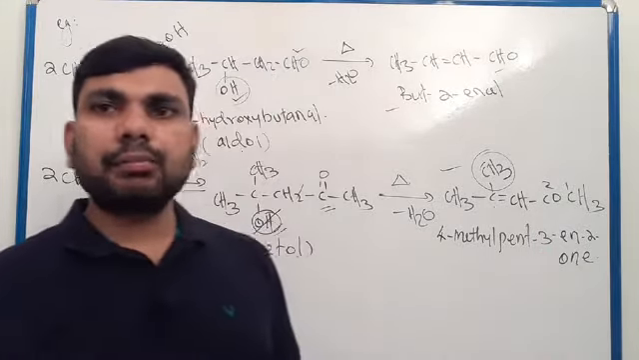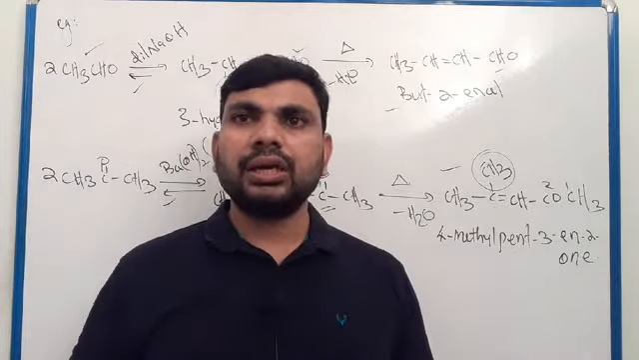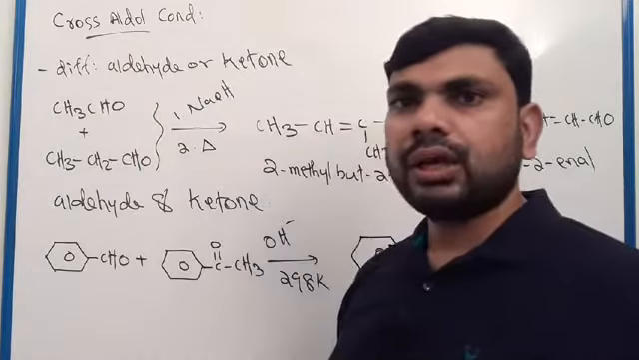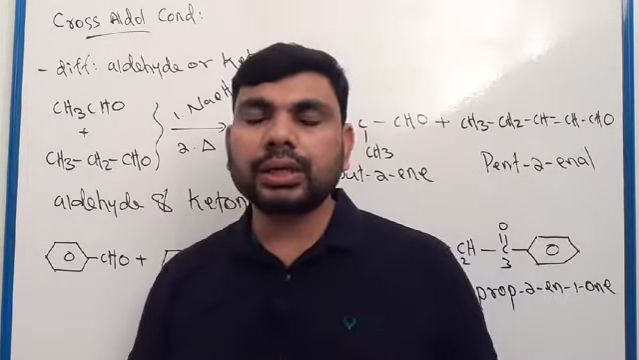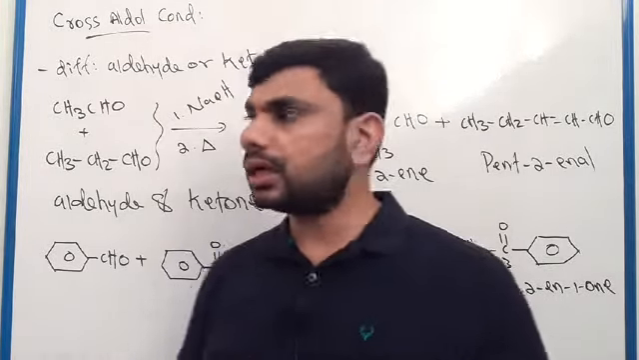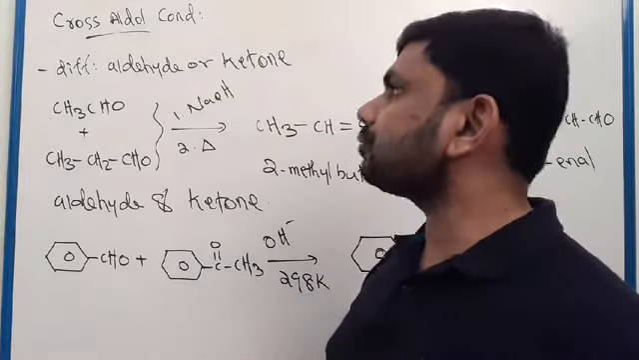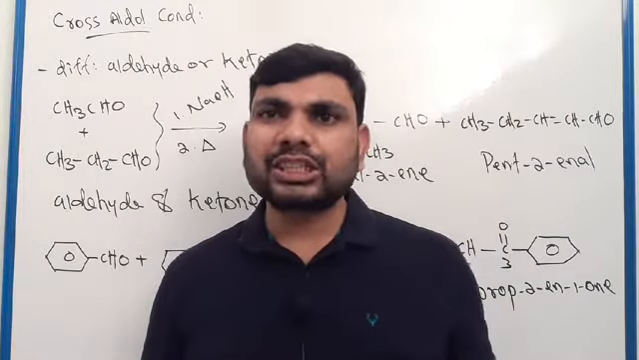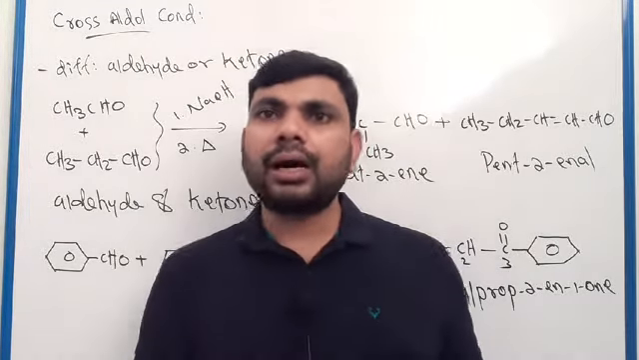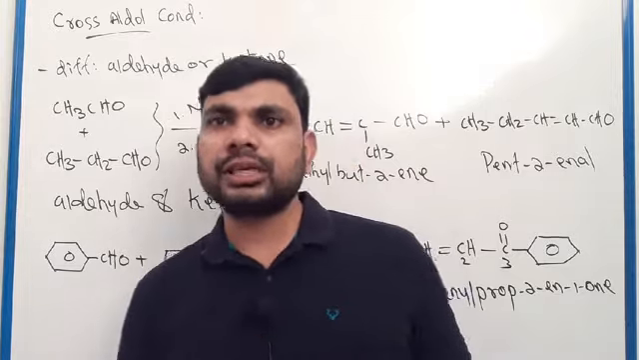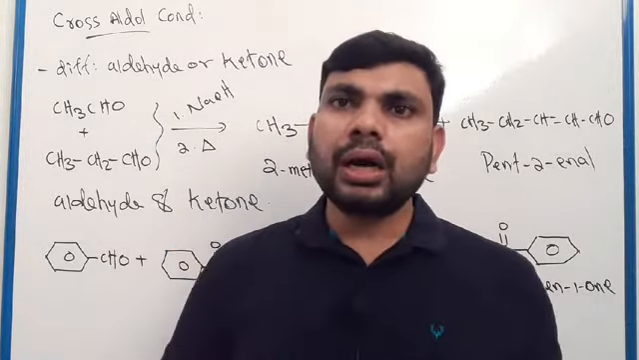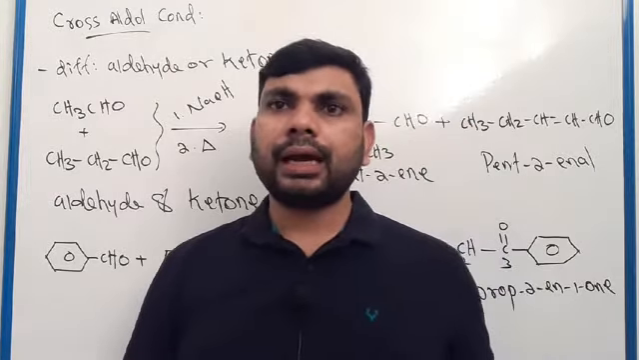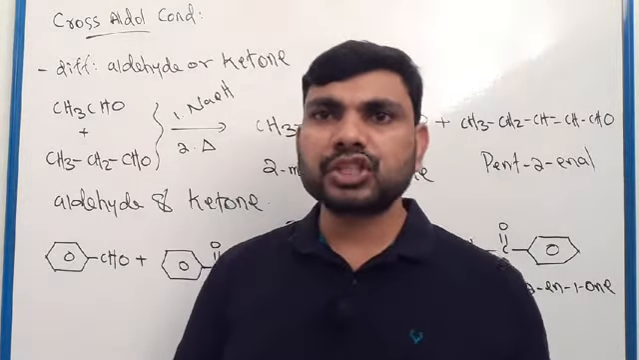So these are the examples for aldol condensation. Next we have to discuss cross aldol condensation. We already discussed aldol condensation. Aldol condensation means two molecules of the same aldehyde after condensation form aldol. After dehydration, the aldol forms an alkene, an alkene which contains different functional groups.